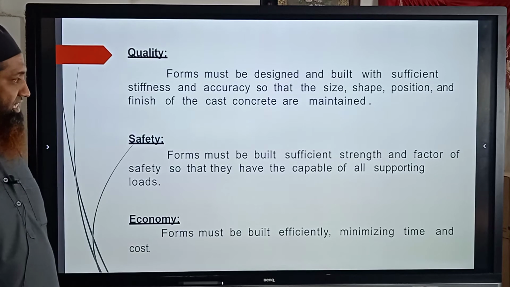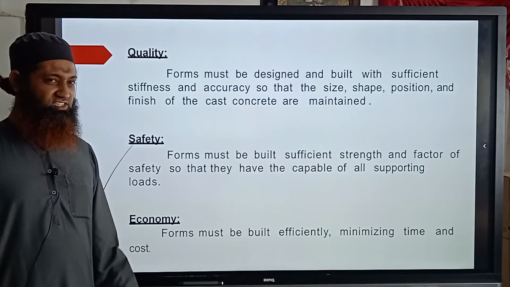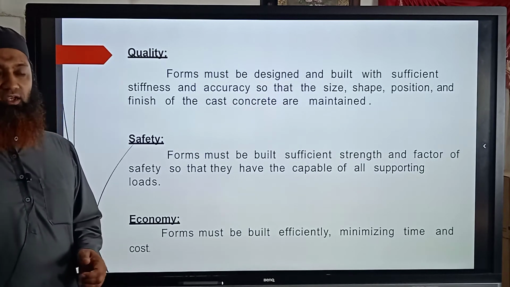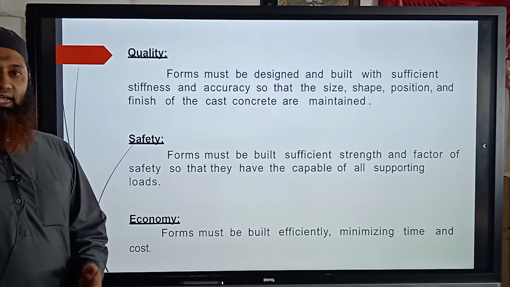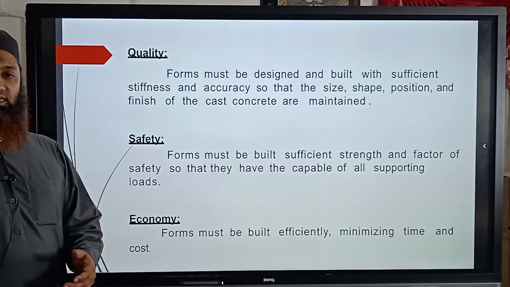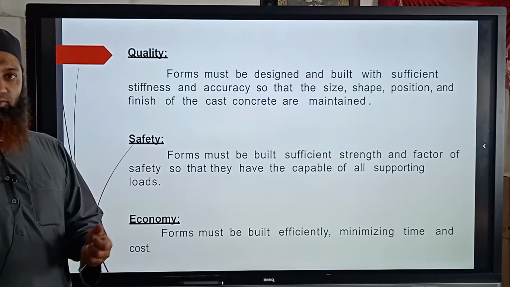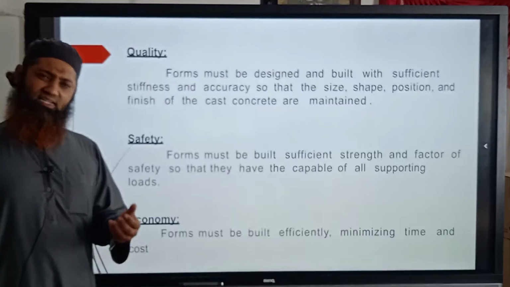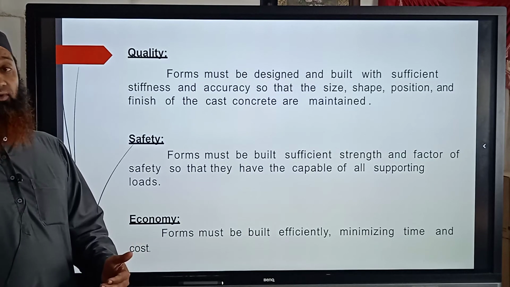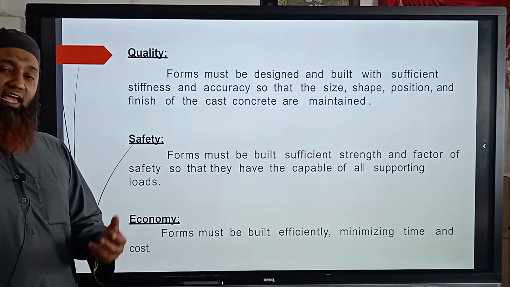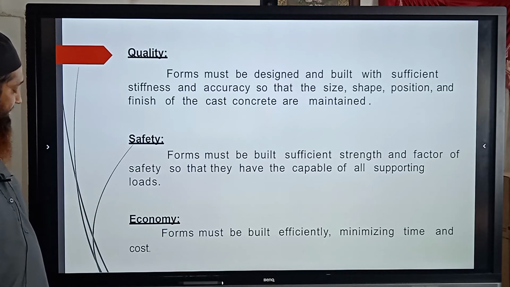You can see the safety. Forms must be built with sufficient strength and factor of safety so that they are capable of supporting all loads. Safety is very much important. Sometimes during construction there are chances of accidental loading also. Sometimes accidental loads come onto the structure. The formwork should be sufficient enough to bear any accidental load coming onto it also. As there is already dead load and live load coming onto it, it should be able to resist any accidental load also. So this is the safety part.